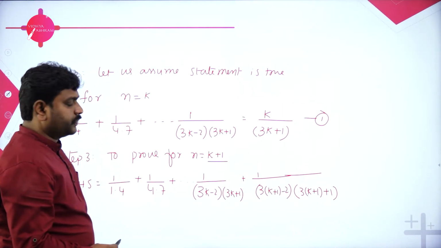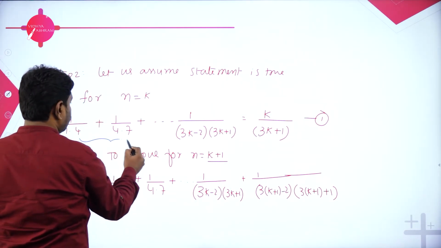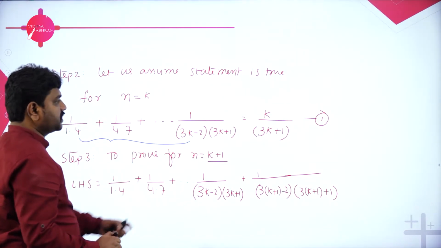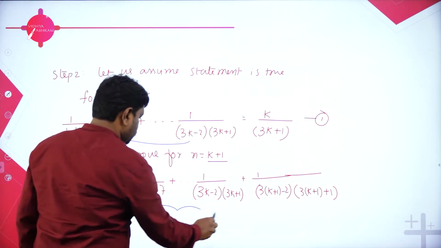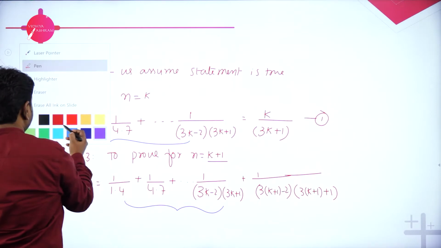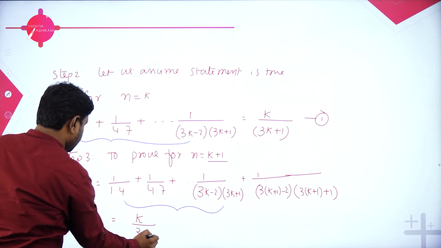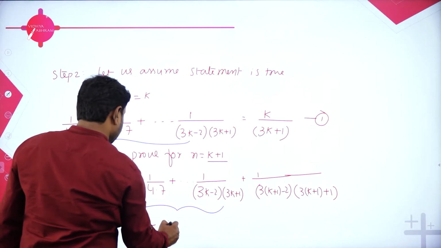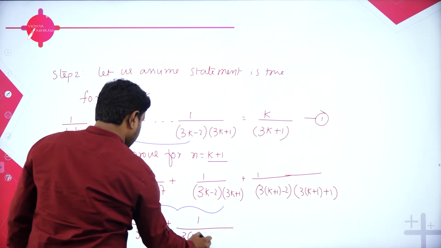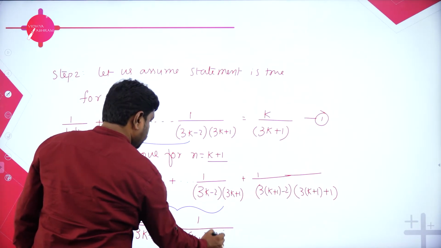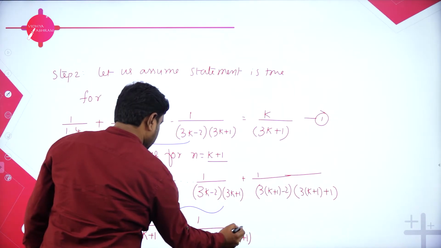Now observe all of you till this part. So 1 by 4 till this part we can replace it by k by 3k plus 1. So here this is same. So what we do, we replace it by k by 3k plus 1. And remaining part. What is the remaining part? Plus 1 by 3 times k plus 1 minus 2 into 3 times k plus 1 plus 1.